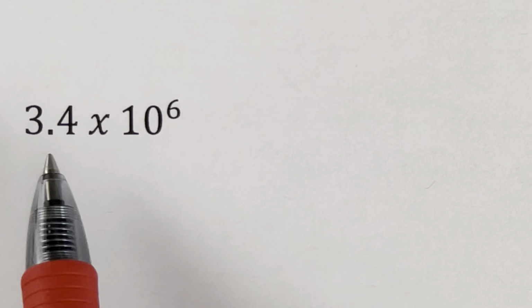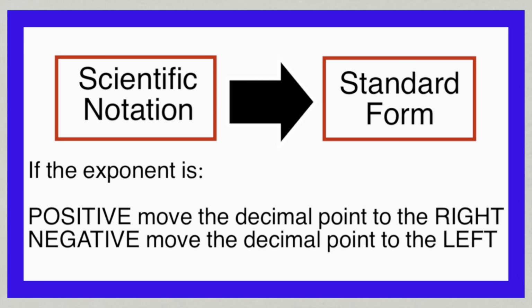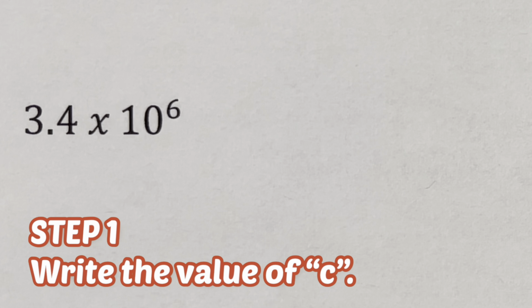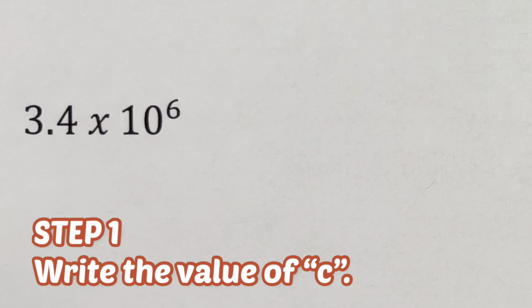So we're given 3.4 times 10 to the 6. We remember that the general rule in changing scientific notations to standard notation is that if the exponent is positive, we move the decimal point to the right. And if the exponent is negative, we move the decimal point to the left. Now, there are steps that we need to follow in order that we can change scientific notation to its equivalent standard notation. The first step is to write the value of C. So our C value is 3.4.